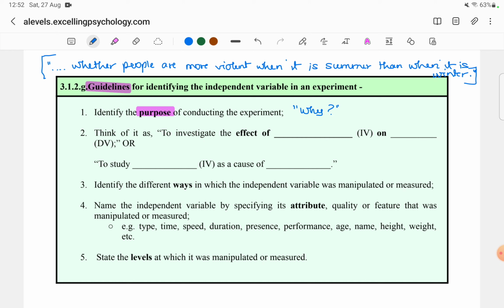Your wording could be different, your way of thinking could be different. It's just that I want you to pay full attention to the scenario and translate it in your own words to your mind. Make sure you're understanding why the researcher has conducted the experiment.